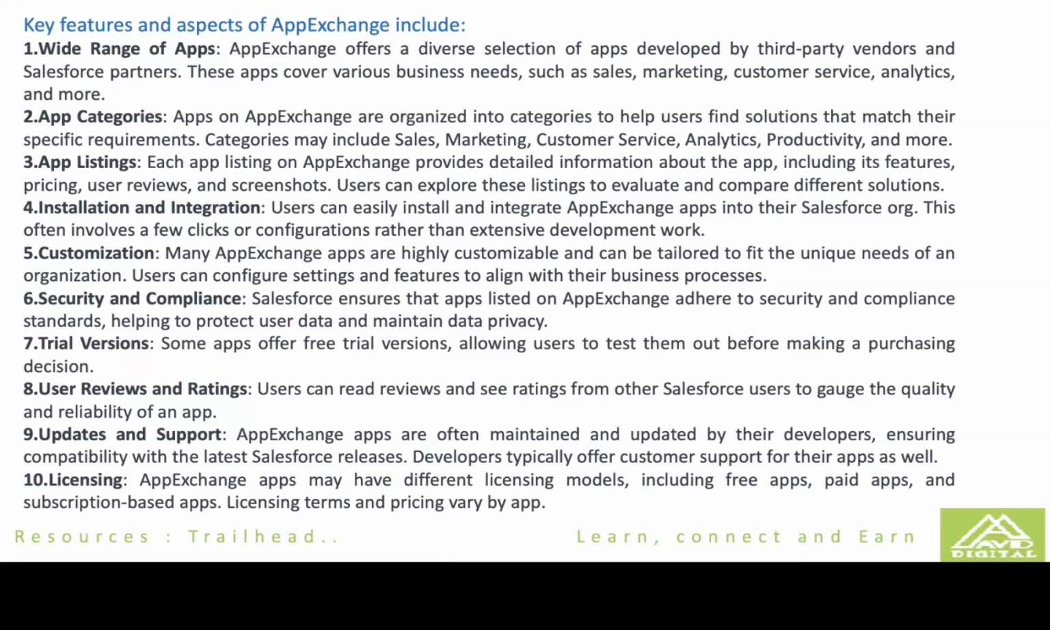Category may include sales, marketing, customer service, productivities, and more. Then there is also app listing. Each app listing on the App Exchange provides detailed information about the app, different views like pricing. If you go to the App Exchange now, you will see different prices and reviews. The reviews of people about that particular application are always available on the App Exchange.